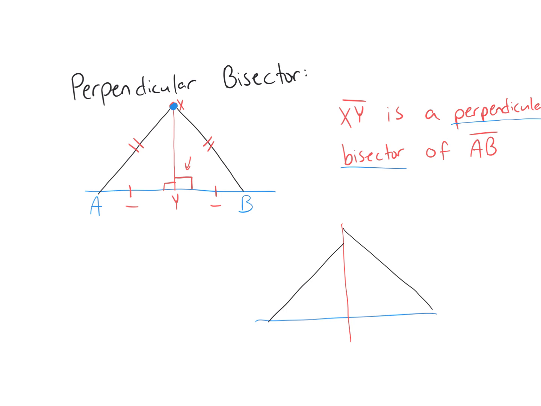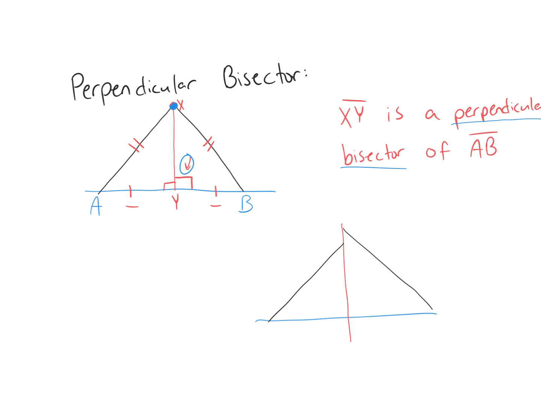Why should you like theorems? Why do they make it easy? They tell you specific information that you can assume, right? So the perpendicular bisector theorem tells you all of those things that you can assume when you see that right angle in there. Okay? Let's put it with an example.